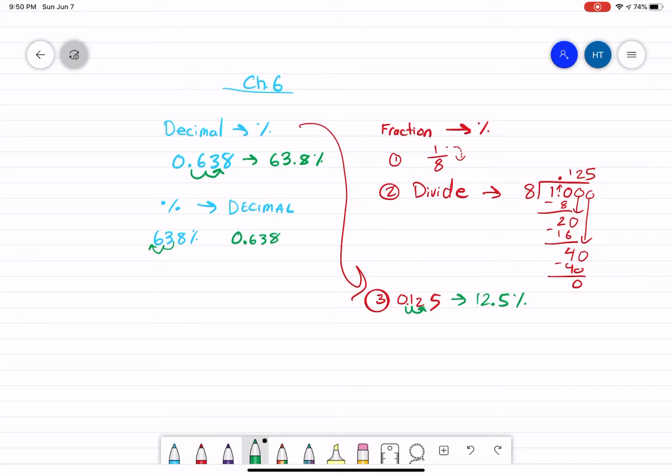Moving these decimals left and right is great, but you don't want to confuse which way to go. How I remember it is, if I have a number, my percent symbol is always on the right-hand side. So I know I need to move my decimal to the right. Or if I want to go to a decimal, I go away from the percent symbol and I go to the left. So these are some tricks and tips for you to remember when you're solving.